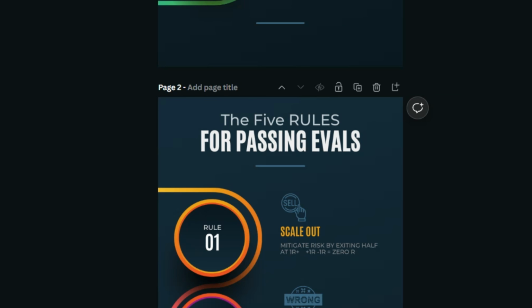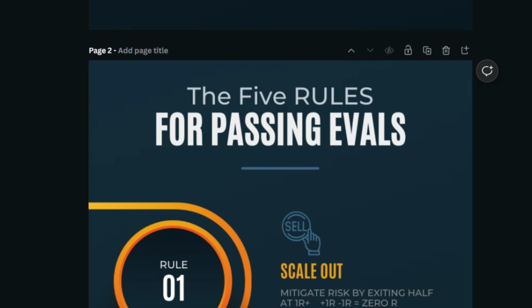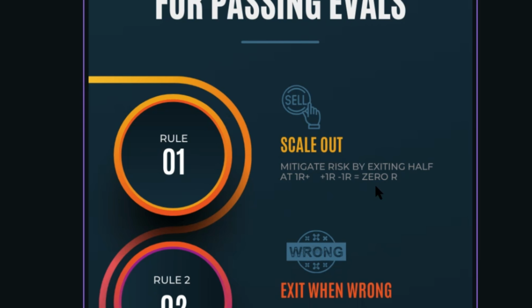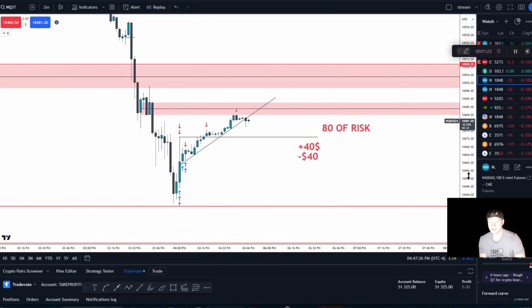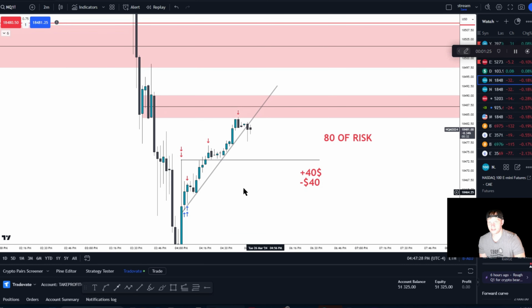We'll go through each rule, and then we'll look at an example in the chart. Scale out, rule number 1. So this is mitigating your risk by exiting half at 1R. 1R plus 1R minus 1R equals 0R. All right, I'm going to go ahead and enter short here, and I'll show you what I mean.